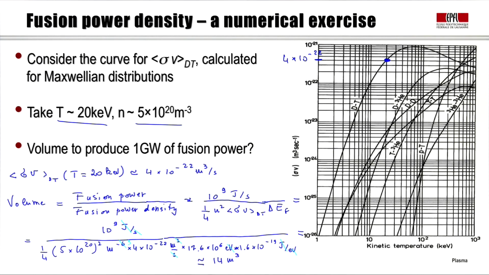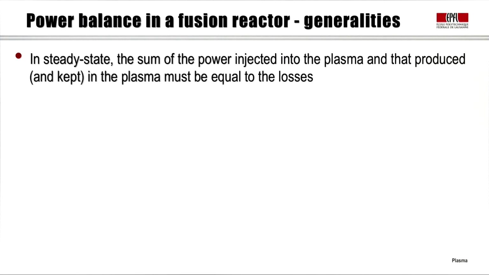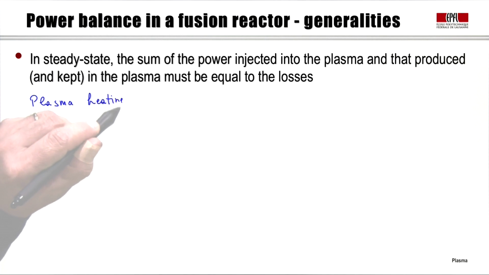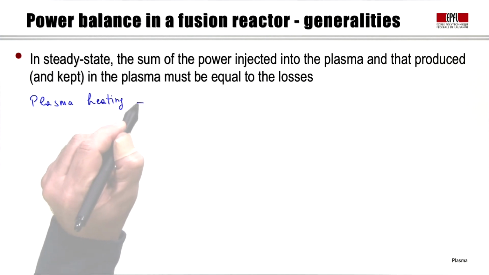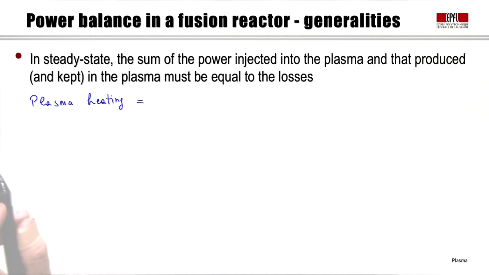So this is giving us confidence that we can proceed in our balance between the power production by fusion and the losses and come up with a condition for the fusion reactor to operate. Let's start with some general considerations. In steady state, the sum of the power that we inject into the plasma from outside and that is produced and kept in the plasma must be equal to the losses.